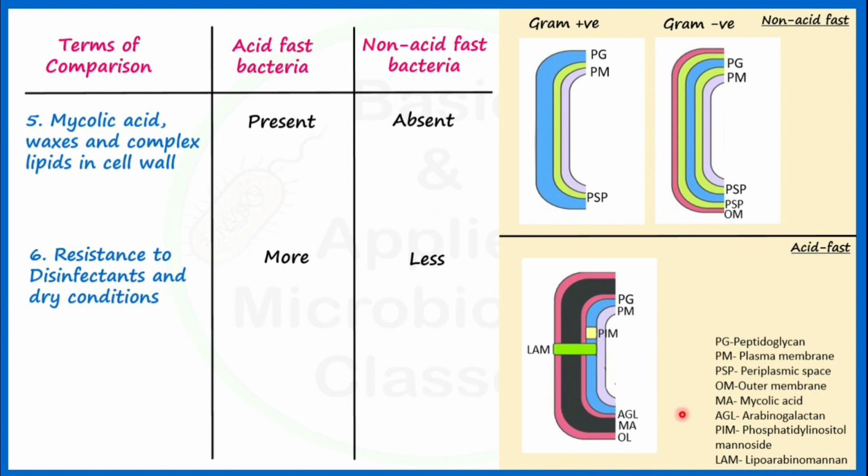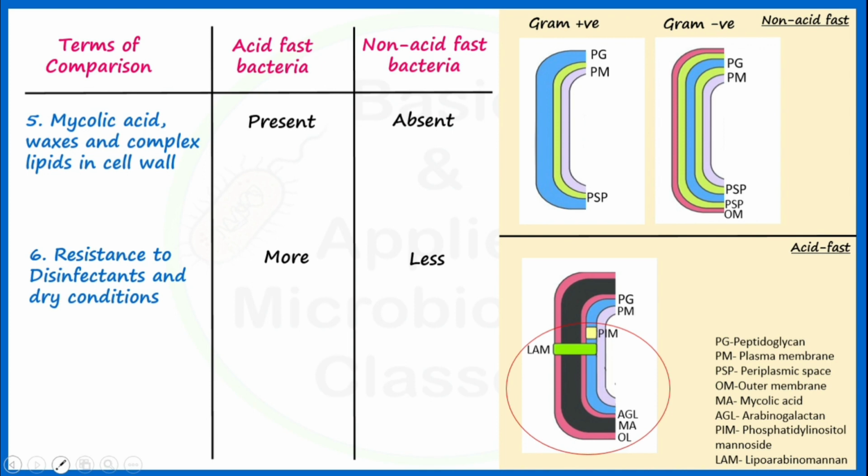Now the question comes, why do acid fast bacteria show more resistance? The answer is that the acid fast bacterial cell wall is of waxy nature, or we can say it is high in lipid content, fatty acids and glycolipids, which make these bacteria more resistant towards dry conditions as well as water soluble disinfectants. Why? Because it becomes very difficult for water soluble disinfectants to pass through these cell walls.